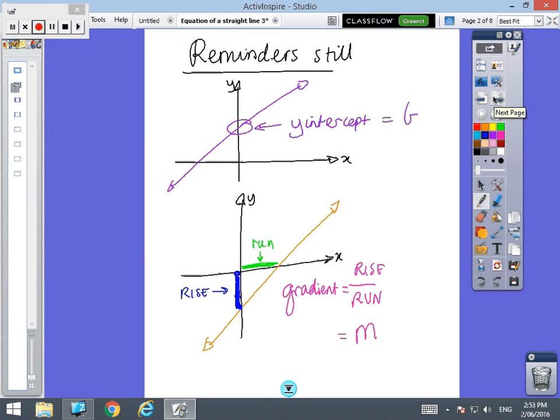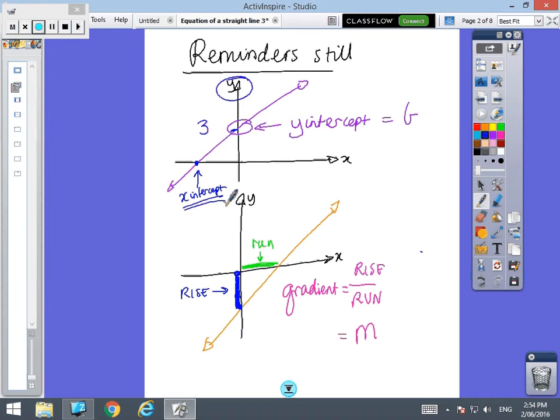Okay, other reminders still. Where the line crosses the y-axis, this is going to be a number, maybe it's going to be 3 or whatever. So the y-intercept is 3. Wherever it crosses the y-axis, it's called the y-intercept. And of course, down here, it's called the x-intercept. But at the moment, we're not using that for anything. Okay?